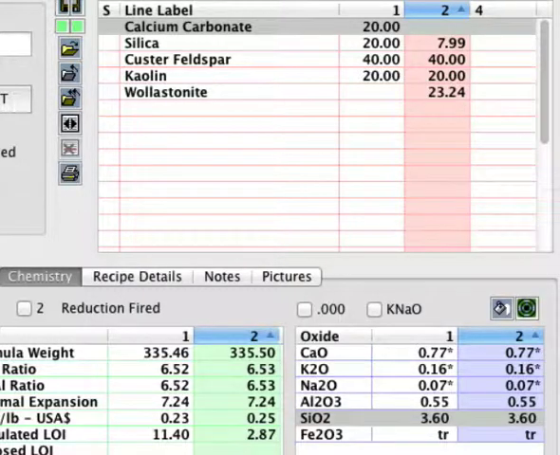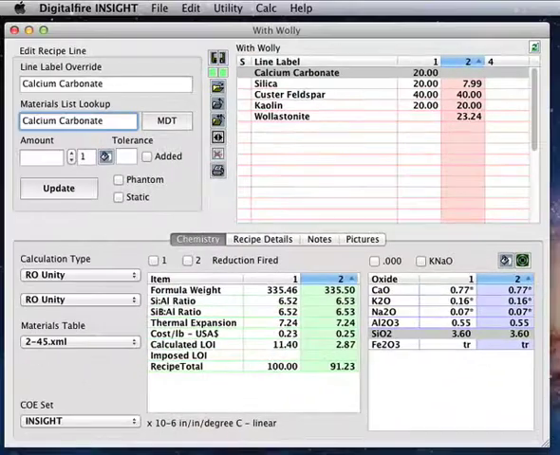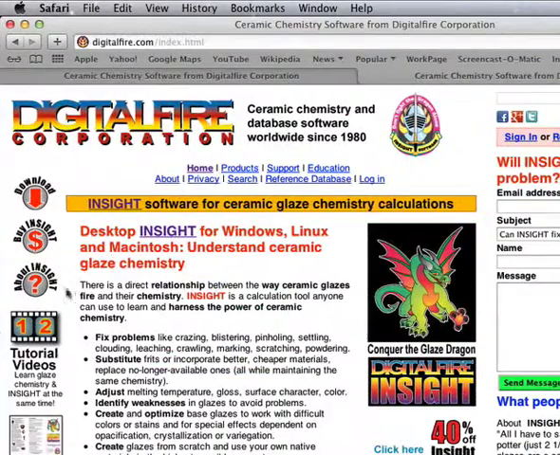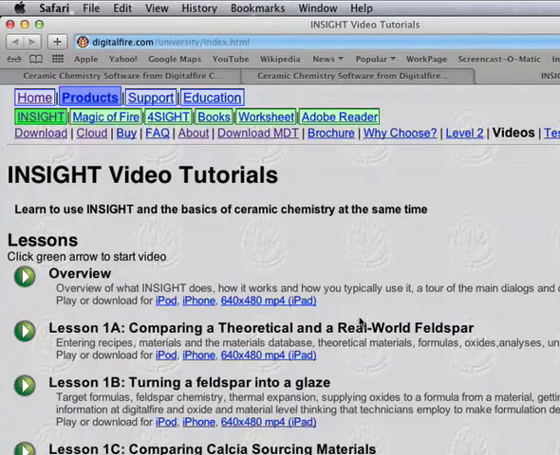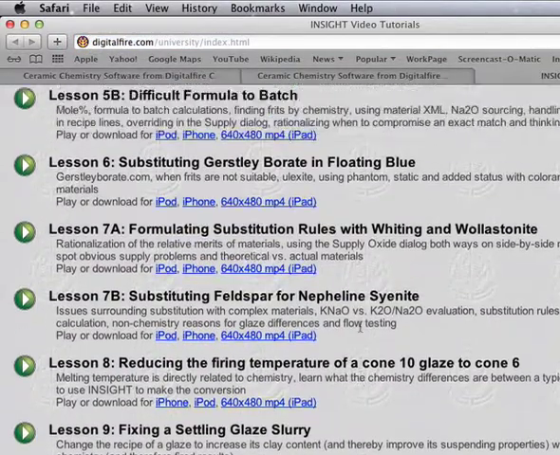But if you go to digitalfire.com and you click on tutorial videos, down near the bottom here, there's a number of other videos on this topic. Here's one for feldspar and nepheline. And this one here, substitution rules for whiting and wollastonite, goes into much more detail than we have now. Here's one for substituting Guernsey borate. And so this will give you lots of information on how to do it properly and not just expect that you can weigh out powders gram for gram and substitute one material for another.